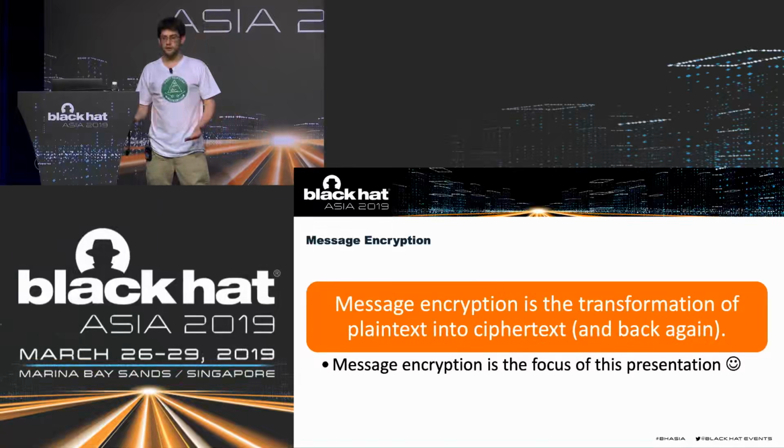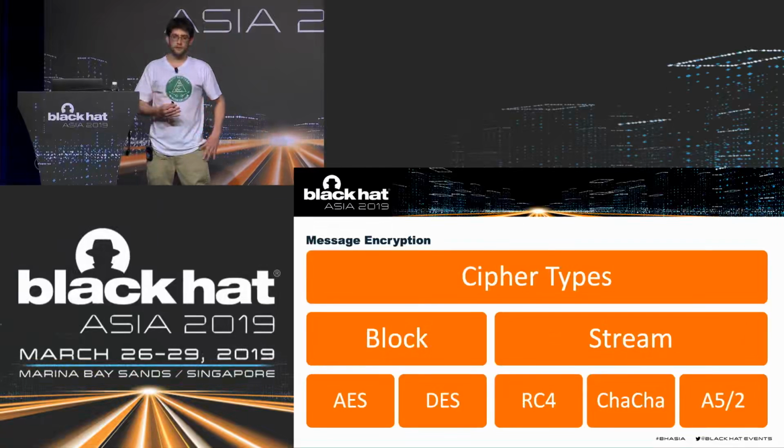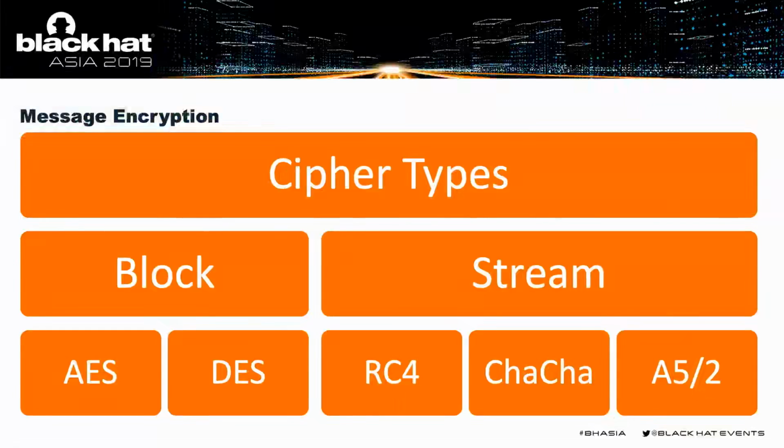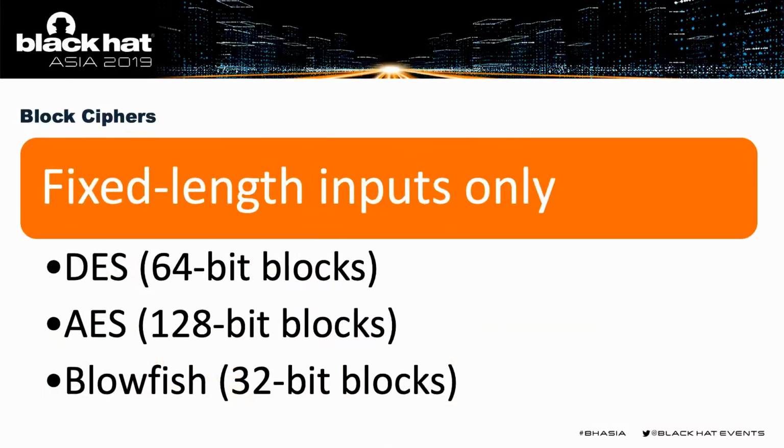So to talk about that, we need to understand cipher types. We've got block ciphers and stream ciphers. Stream ciphers would be like your RC4, Cha-Cha-20, but your block ciphers are what we're talking about today. The ones that everybody should be familiar with are AES and DES in this regard. What I mean by a block cipher is that it's only going to operate on fixed length blocks. So for DES, you've got 64-bit blocks. For AES, you've got 16-byte blocks, 128 bits.